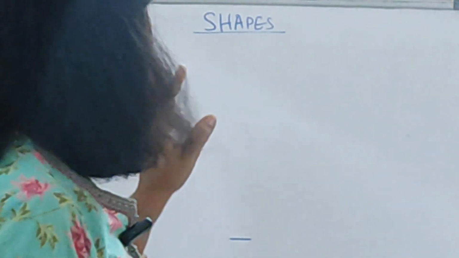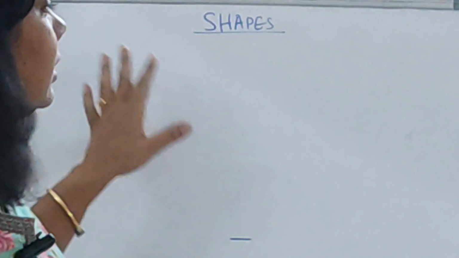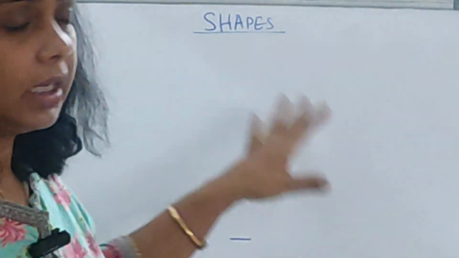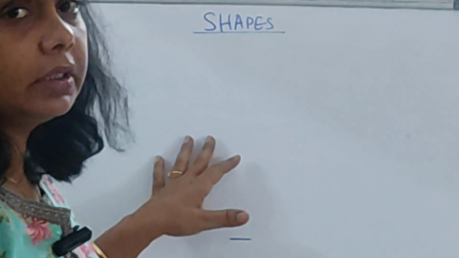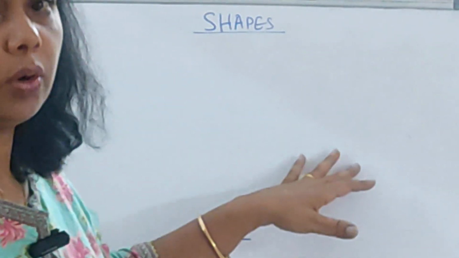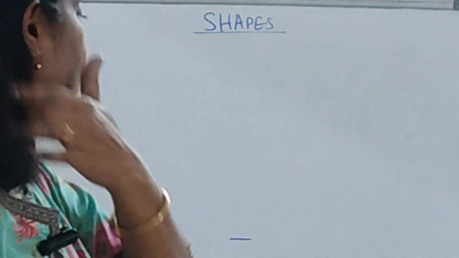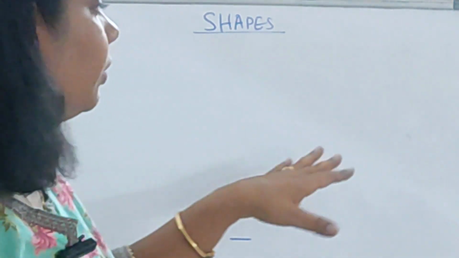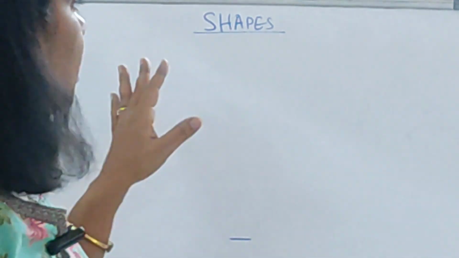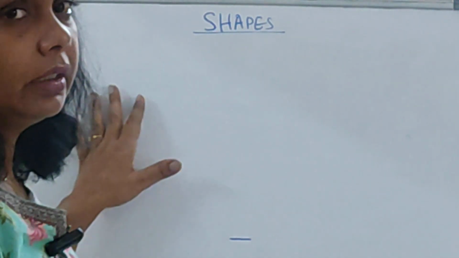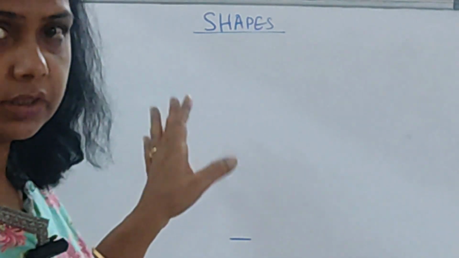In previous classes, you learned what the different types of lines are and what figures are, that is closed and open figures. Why they are called a closed figure and why they are called an open figure. Now, in today's class, what will we learn? We will learn about 2D shapes.